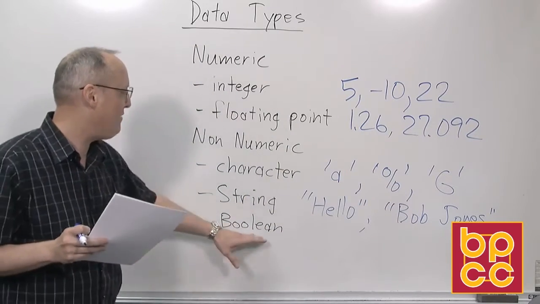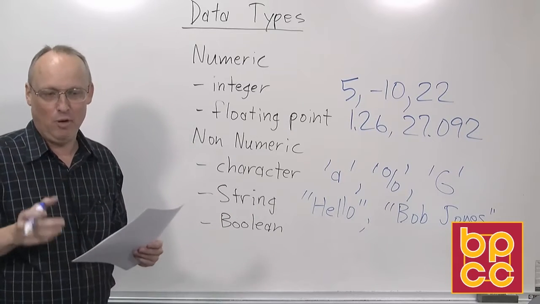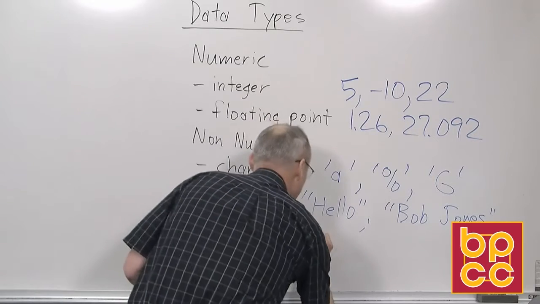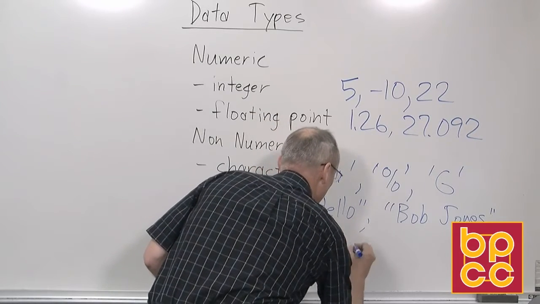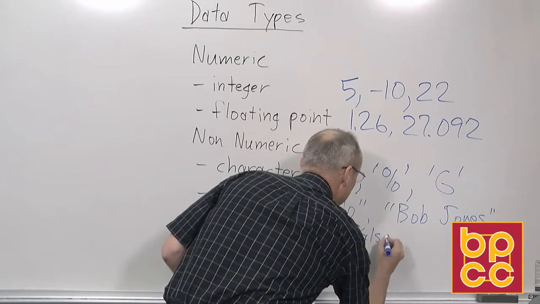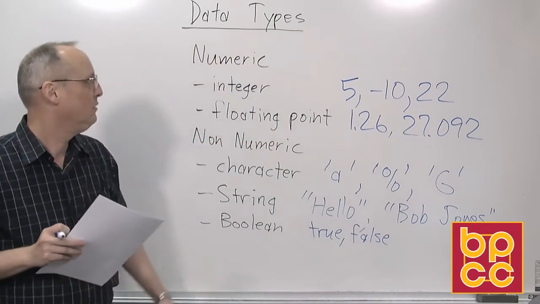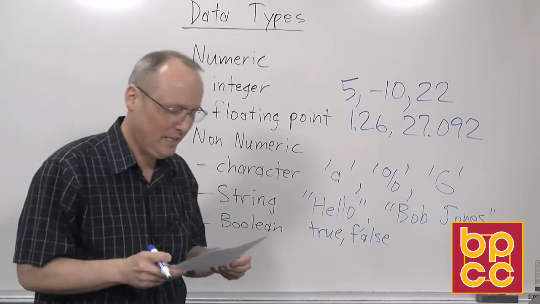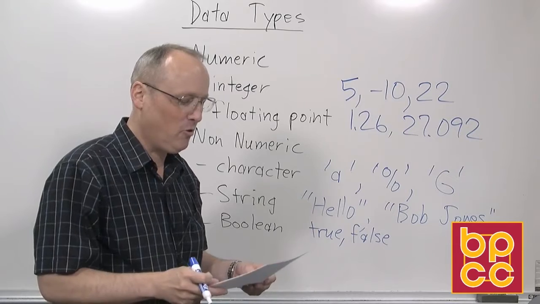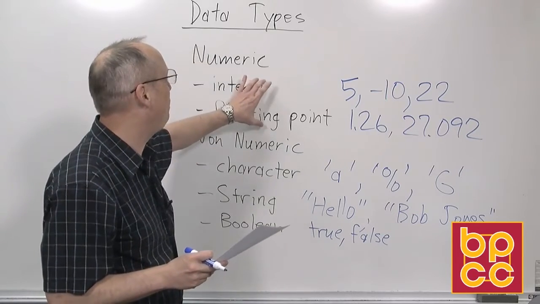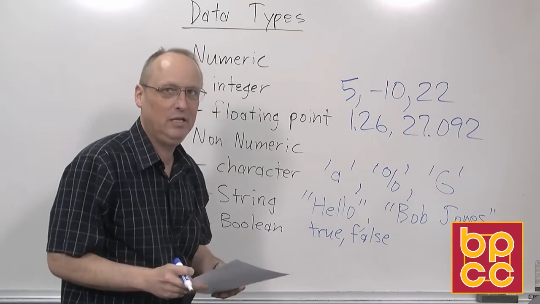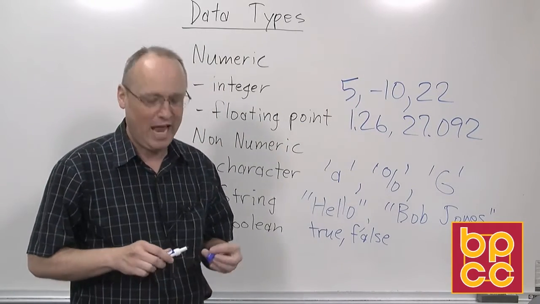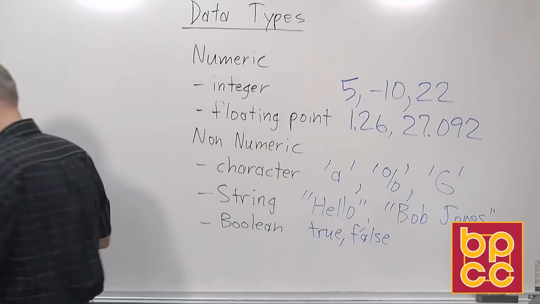Then finally, you have the Boolean data type. Boolean data type is used in conditional operations, and this can only have two values, either true or false. And those are all of your regular data types that you use in computer programming. Now let's talk a little bit about just the two top ones here, the numeric data types. All of your numeric data types support all of your standard algebraic math operations.